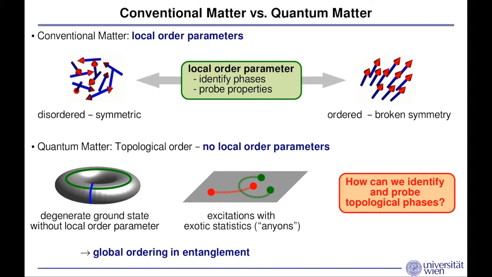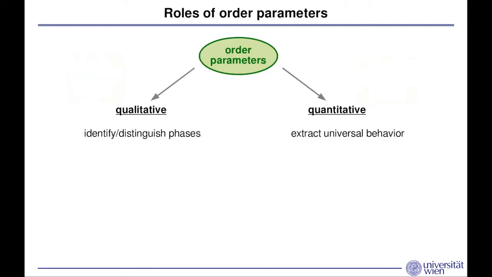And when I mean identify and probe, well, what can order parameters do? So what roles do order parameters take? So one role order parameters take is to identify, to distinguish different phases, right? I would say if the magnetization is non-zero, this is a ferromagnetic phase. If it's zero, it's a paramagnetic phase, right? But on the other hand, order parameters, as we very well know, conventional order parameters can also be used to make quantitative statements. So we can study how the order parameter changes as we approach a phase transition and extract signatures of universality, right?